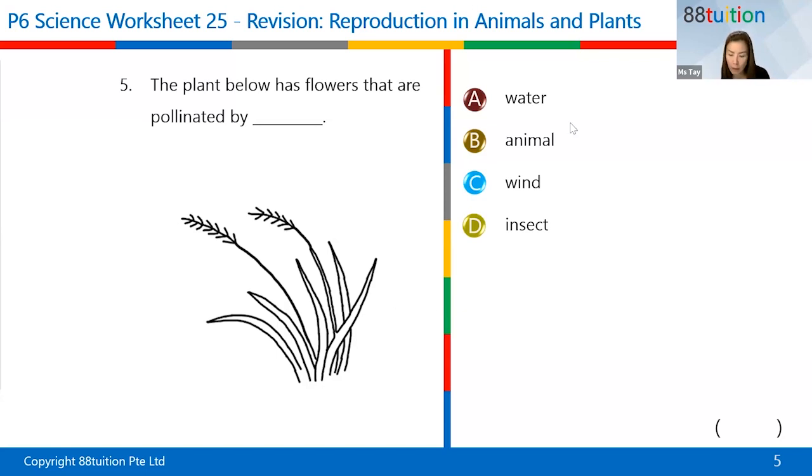All right. The plant below has flowers that are pollinated by, definitely we know it is wind. Why wind? Because there are certain reasons. Wind pollinated, that's why I said you need to help to fill up the Jamboard there, for the wind pollinated flowers and then the insect pollinated flowers. So you can have characteristics, you can give examples also.